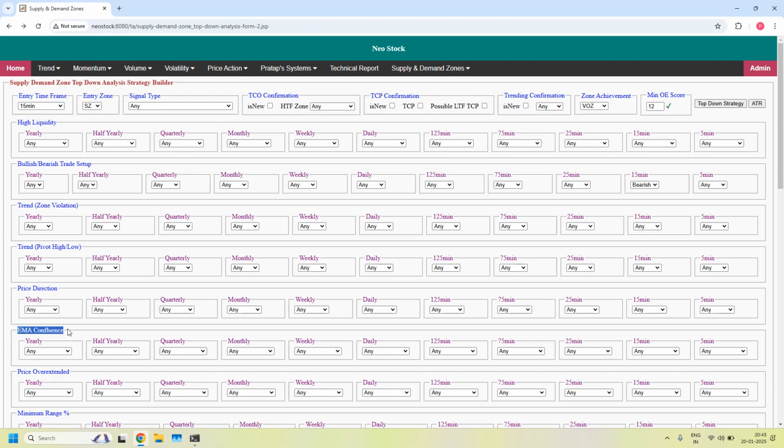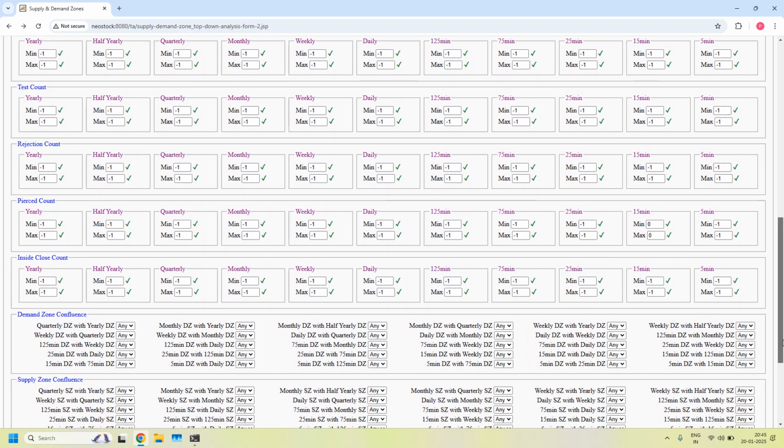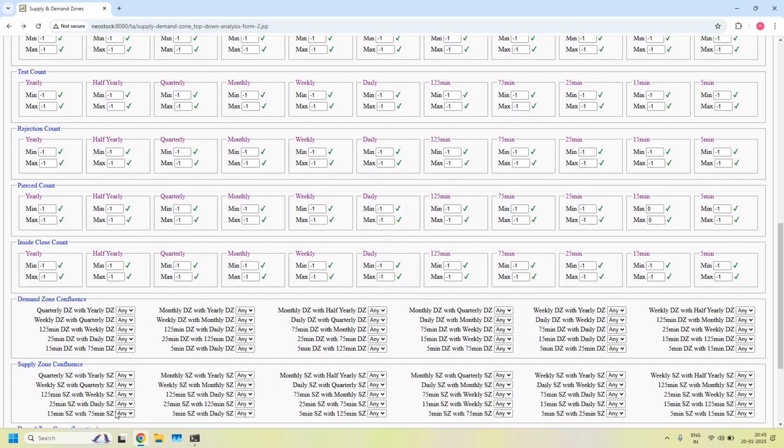In the EMA confluence, not EMA, sorry, in the supply zone confluence, LTF and ITF supply zone, that is nothing but 15 minute supply zone with 75 minute supply zone confluence. 15 minutes is LTF, 75 minutes is ITF in daily income trade. So in bearish trade setup, we are using supply zones. So we enable this filter.